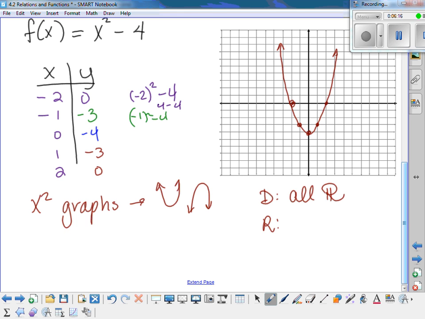But the range, again, it's going up, so y is getting bigger, right? So y is going to have to be greater than or equal to whatever the lowest number is. So what's the lowest number on that graph? -4, right? So y has to be greater than or equal to -4. Okay? So you're going to be doing a variety of graphs tonight. Some will be lines. If the graph is just an x, then you should end up with a straight line. Okay? All right.